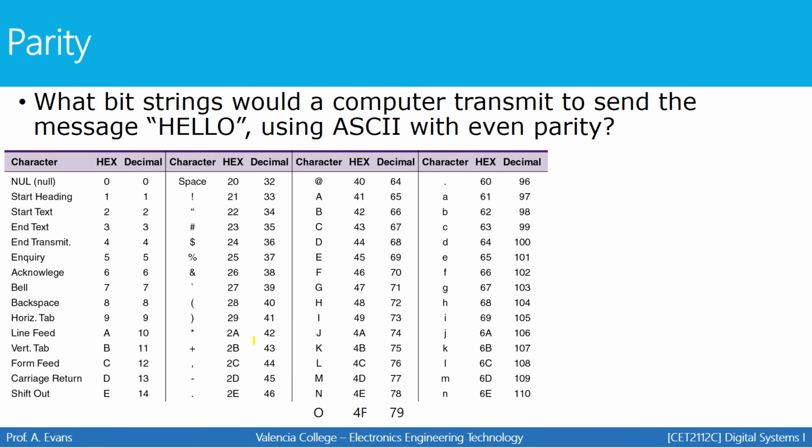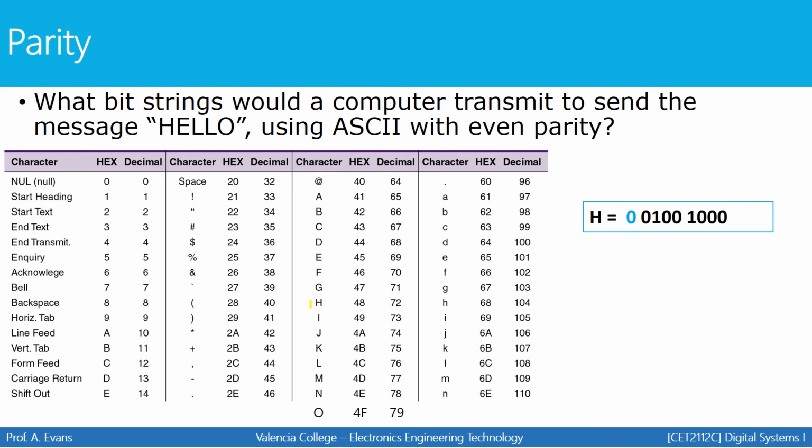So, now let's put parity and ASCII together. The question is, what bit strings, or what bits, would a computer transmit to send the message hello using ASCII with even parity? So if I wanted to send this message, I'd have to send one letter at a time using a code for each letter, and I have to attach even parity to the message.